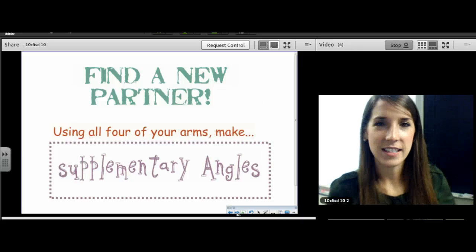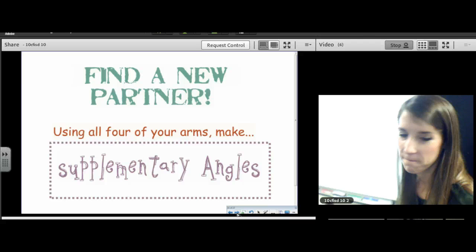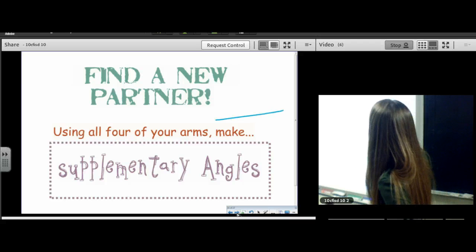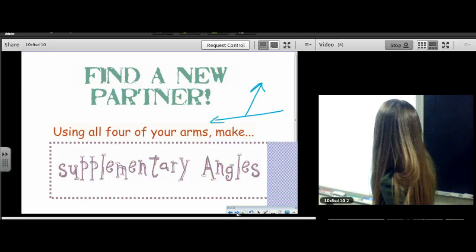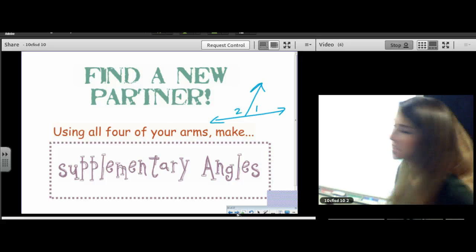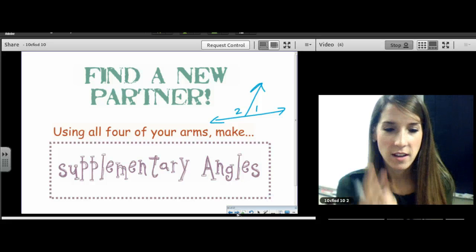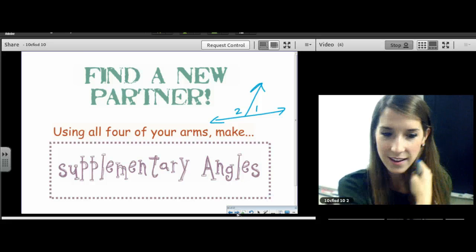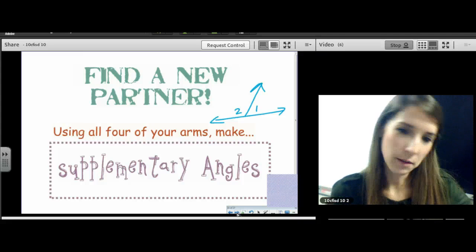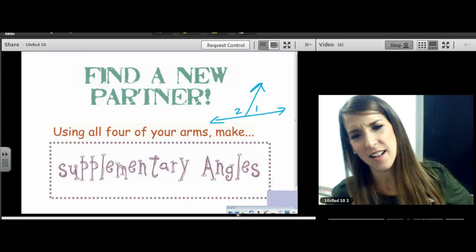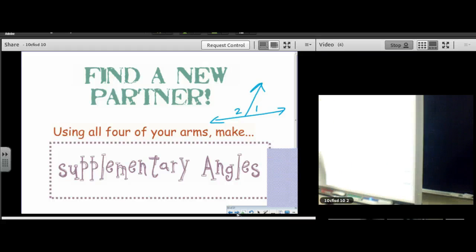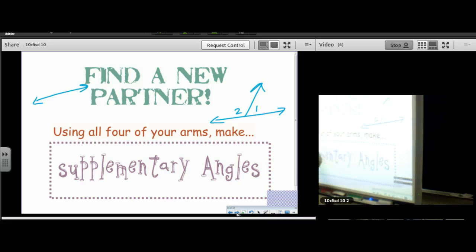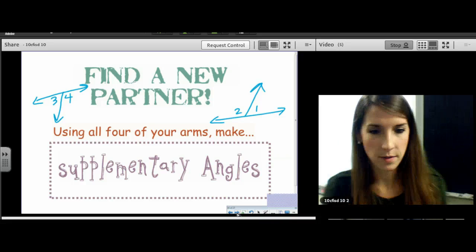Supplementary angles. Y'all are doing a K? A K wouldn't really work. You couldn't do the letter K because supplementary are two angles that add to equal 180. So it would look more like that. That's not really a K. That's like a slanted upside down T. You could do a T. A T would work. A T would be a better representation of supplementary than K would. All right.